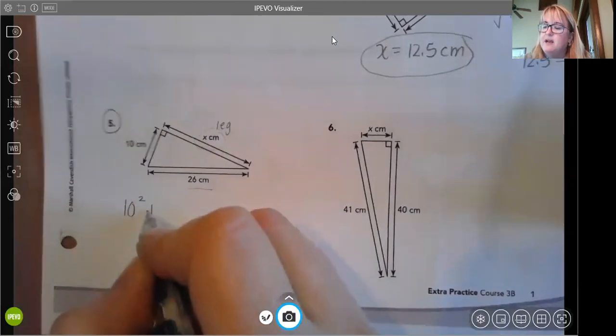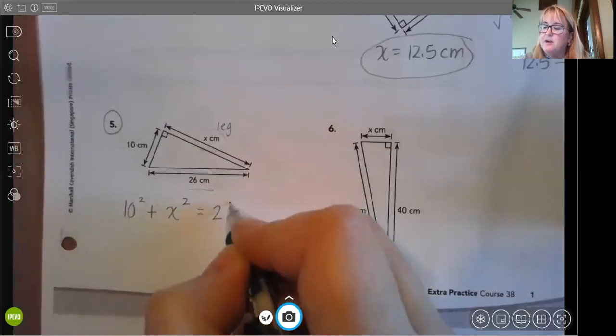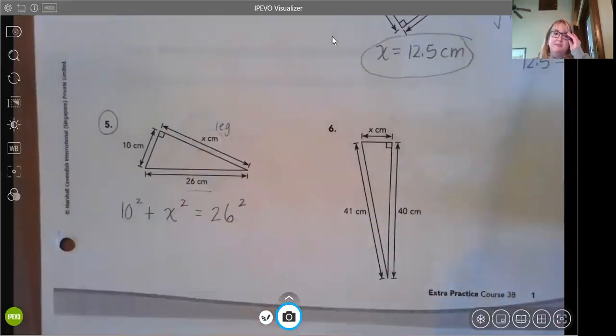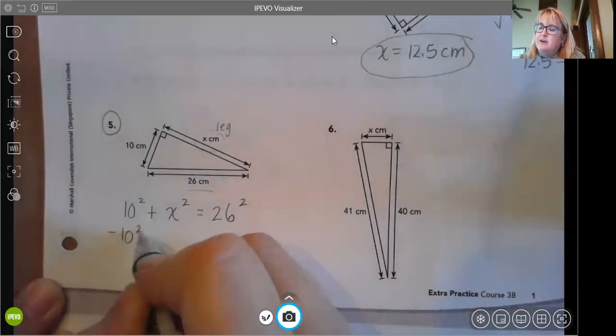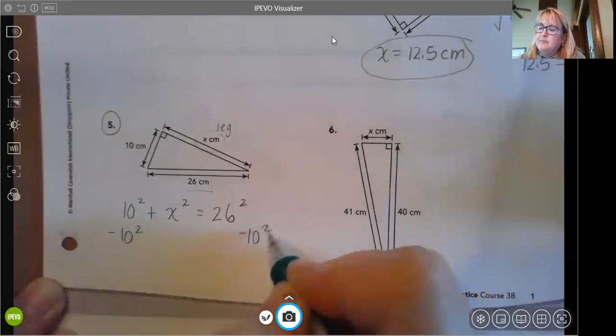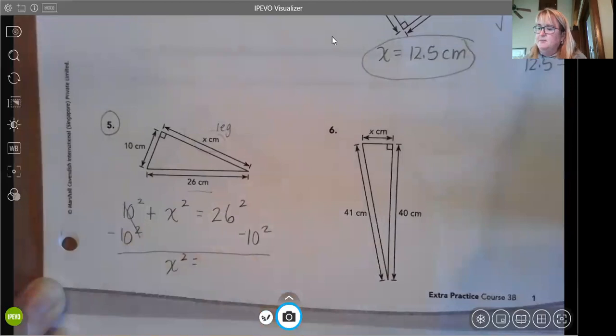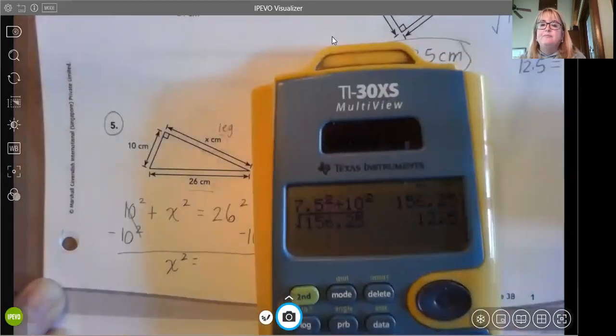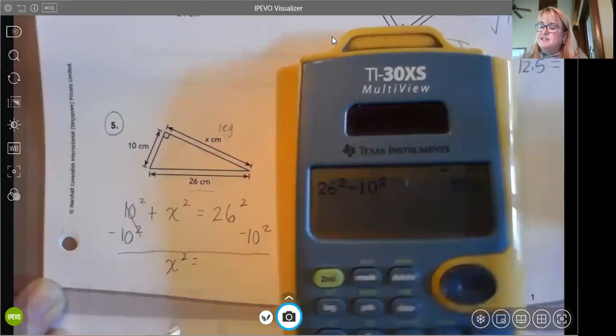Leg squared plus other leg squared equals hypotenuse squared. A squared plus b squared equals c squared. All right, so what we do now is you are going to subtract 10 squared from each side. That cancels out. So we've got x squared equals, and let's take our calculator and do 26 squared minus 10 squared, and that equals 576.